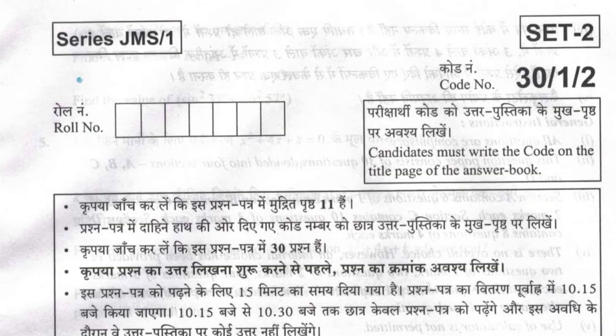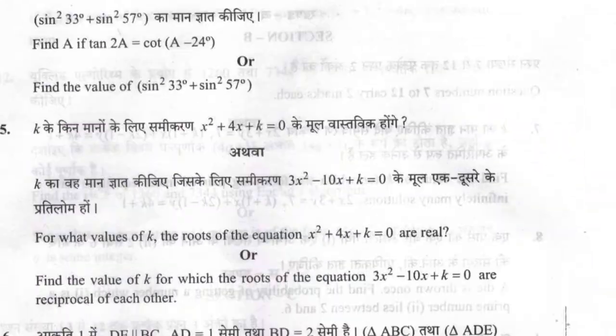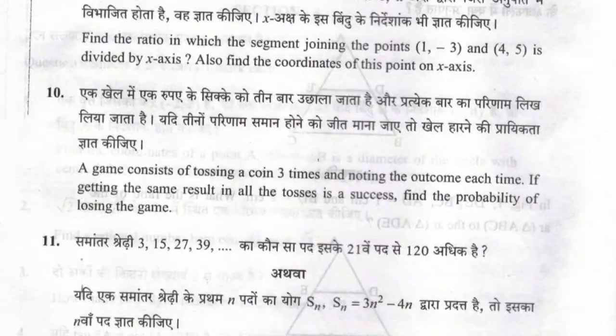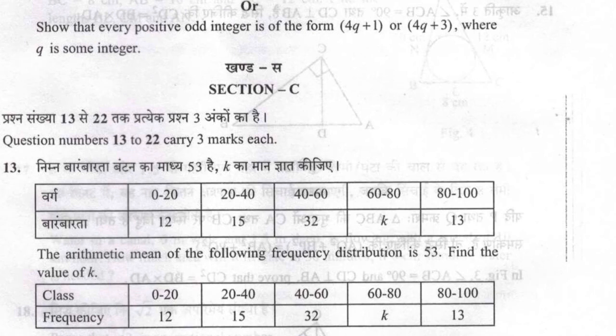Everyone. So we are continuing to solve our CBSE 10th grade math board papers, and we are continuing with the question papers for 2019, and this is for the series JMS/1, and the code number is 30/1/2. So this is the second set for the paper 30/1, and we have already solved section A and section B in our previous video. So let's move to section C in this video, and it has 10 questions of 3 marks each.